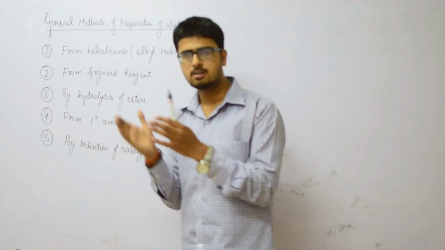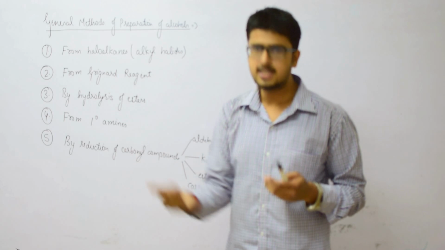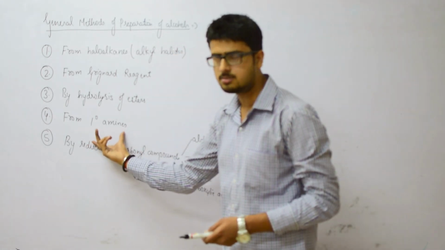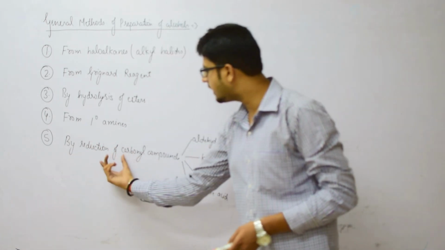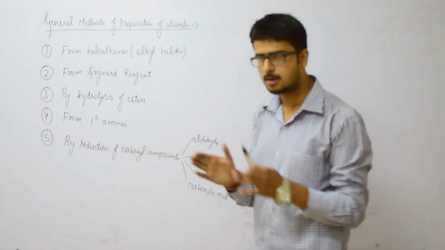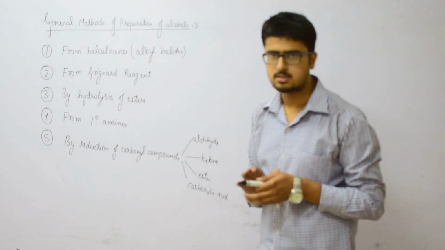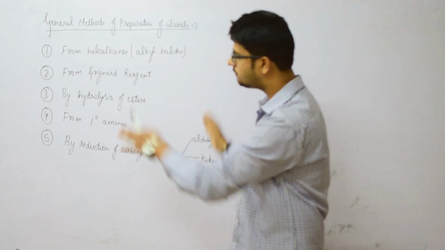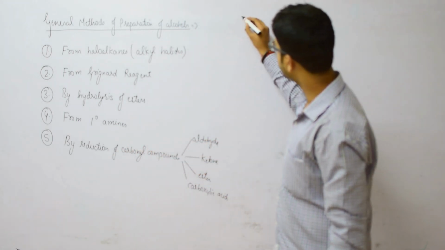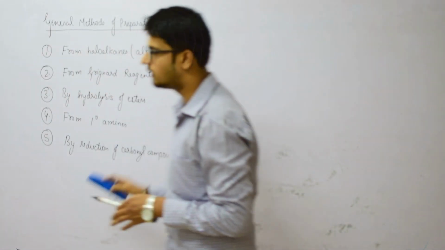Third is by hydrolysis of esters, meaning when we treat esters with water, or hydrolyze esters. Fourth is from primary amines, 1 degree amines. And the last one is by reduction of carbonyl compounds. We will see 4 types of carbonyl compounds: aldehyde, ketone, ester and carboxylic acids. So we have to discuss all of these in detail. We are starting from the first one, that is from haloalkanes.